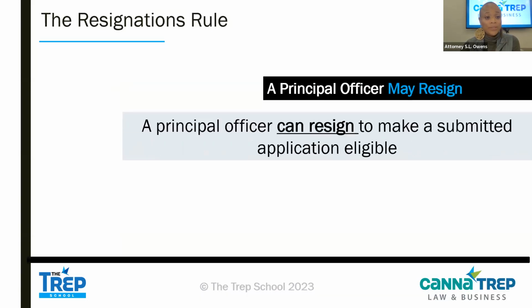The resignation rule. This is a really important one to understand. A principal officer may resign under the rules. There's a rule saying that they can resign in order to make a submitted application eligible. So let's say during the process, IDFPR contacts you with a deficiency notice saying, hey, you all are not eligible. You're not getting to that 51% based on the documents that you submitted to us. One of you, a principal officer that's making you ineligible, if you determine that, they can resign to make your application eligible.